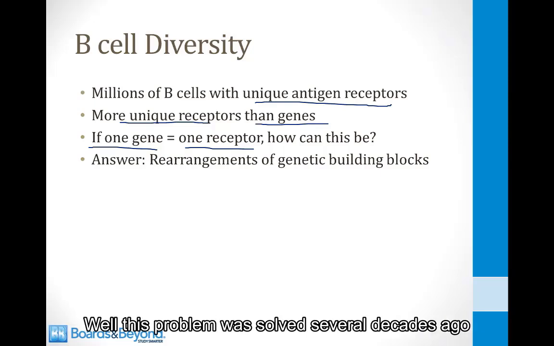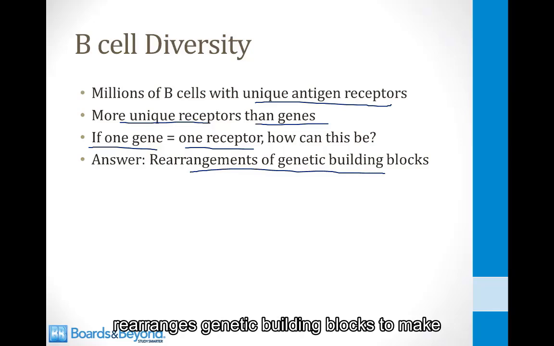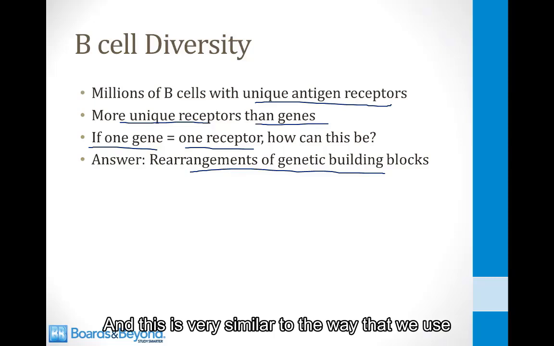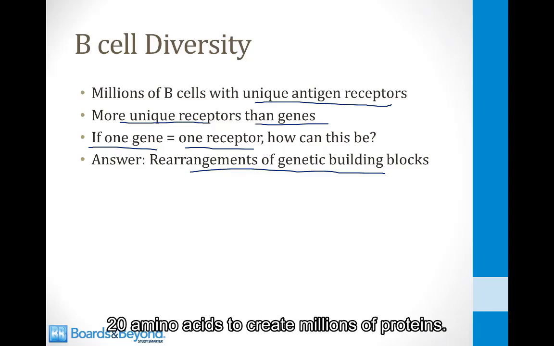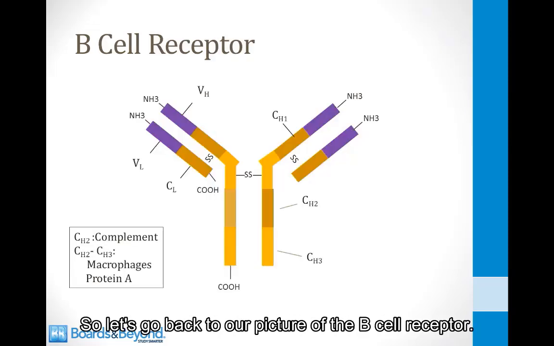This problem was solved several decades ago by realizing that our body rearranges genetic building blocks to make the diversity of B cells. This is very similar to the way that we use 20 amino acids to create millions of proteins. We assemble them in different mix and match ways to get lots and lots of proteins. The same is true for B cell receptors. We take a small number of genes and arrange them in lots of different ways to get millions of different B cells. So let's go back to our picture of the B cell receptor.